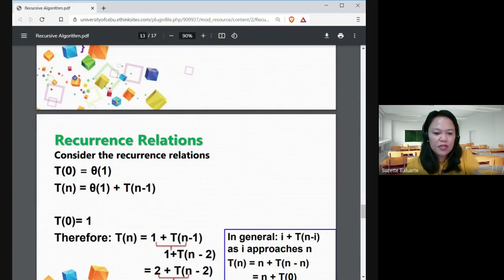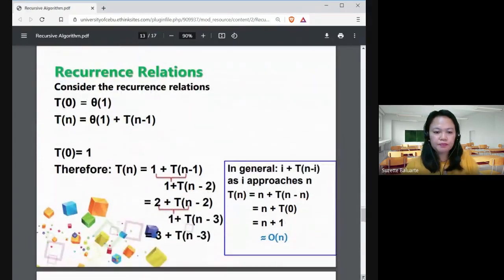So, the same siya, pero mo increase ng t of n, mahimo na ng 2. So, 1 plus t n minus 2. So, next is 1 plus 1 equals 2 plus t of n minus 2. Tell me if you did not understand. And then, if you still cannot see a pattern, you go ahead. Kanang siya gitawag og pattern.